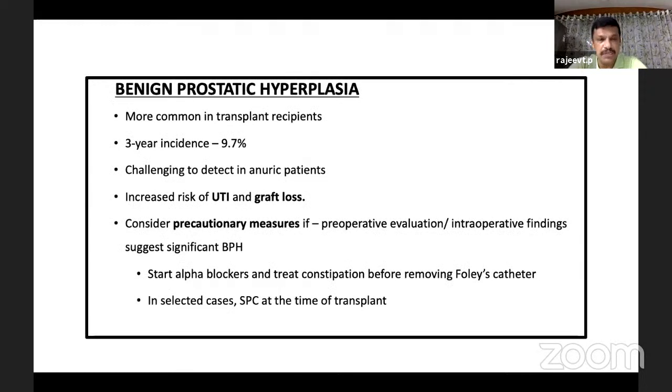Now, benign prostatic hyperplasia is more common in elderly transplant recipients. The 3-year incidence has been found to be to the tune of 9.7%. It is a very challenging thing to detect this in anuric patients. And these patients, anuric patients with BPH, have increased risk of UTI and an increased chance of graft loss. So you should consider all the precautionary measures. If the preoperative evaluation or intraoperative findings suggest the patient is having a significant degree of BPH, one should immediately start alpha blockers. And if constipation is there, treat constipation before removing the Foley's catheter.